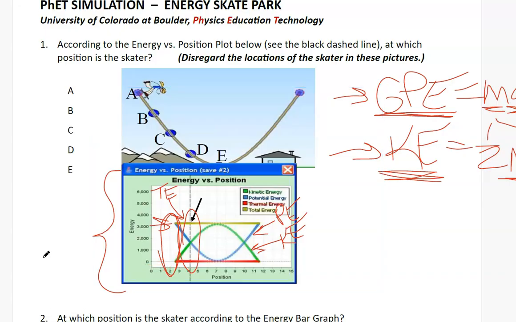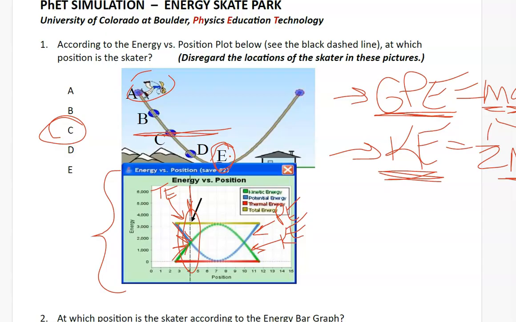But by the time they're at this lined position here, you can see that the gravitational potential energy has decreased, the kinetic energy has increased, and they're now each half of the total. Well, that tells us they're not at the top, or they'd be all gravitational potential energy. They're not at the bottom, they'd be all kinetic energy and no gravitational potential energy. They must be right in the middle, so they're at position C.